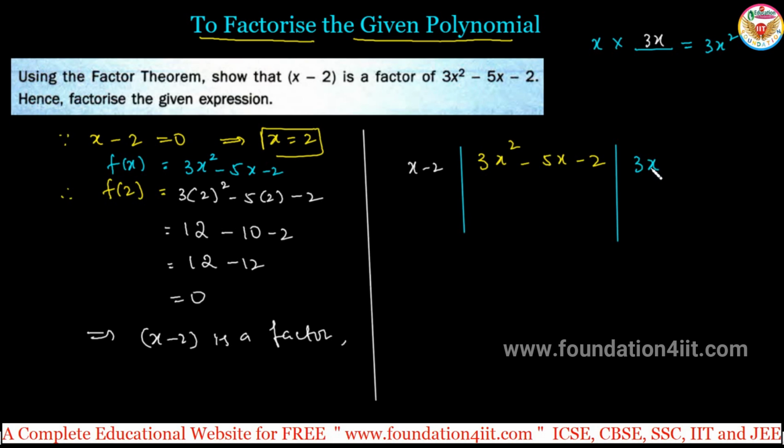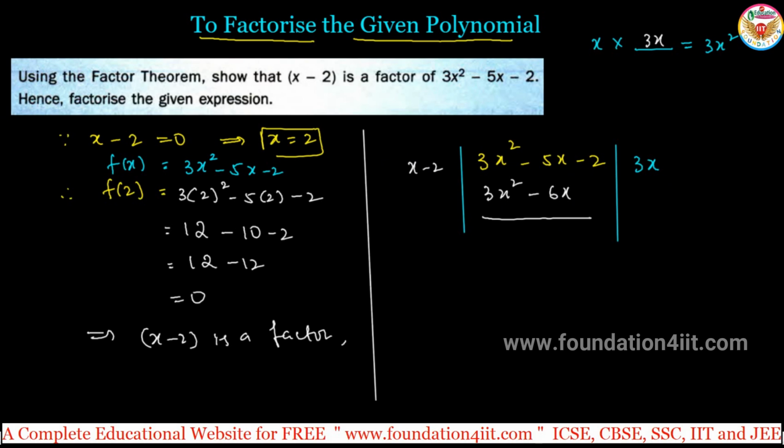That you should write here. Now take this 3x and multiply this entire. 3x into x is 3x square. 3x into minus 2 is minus 6x. Then subtract this. Minus plus, you get cancel. Minus 5x plus 6x, so x. Next term is minus 2. Again repeat the same step.